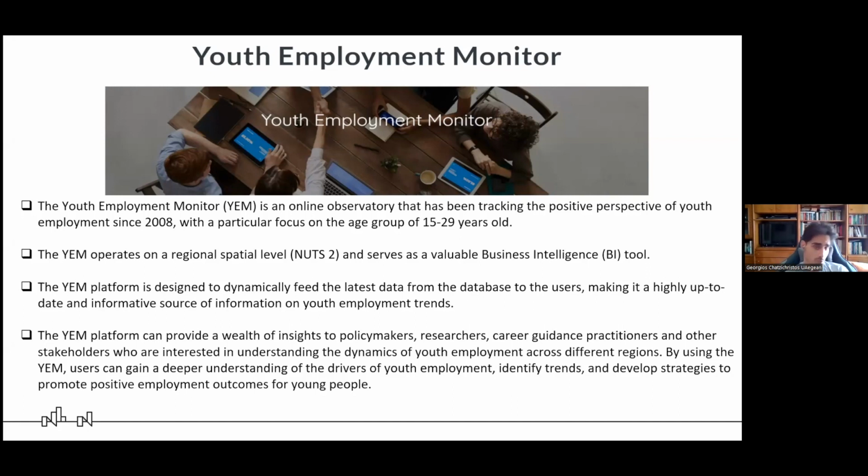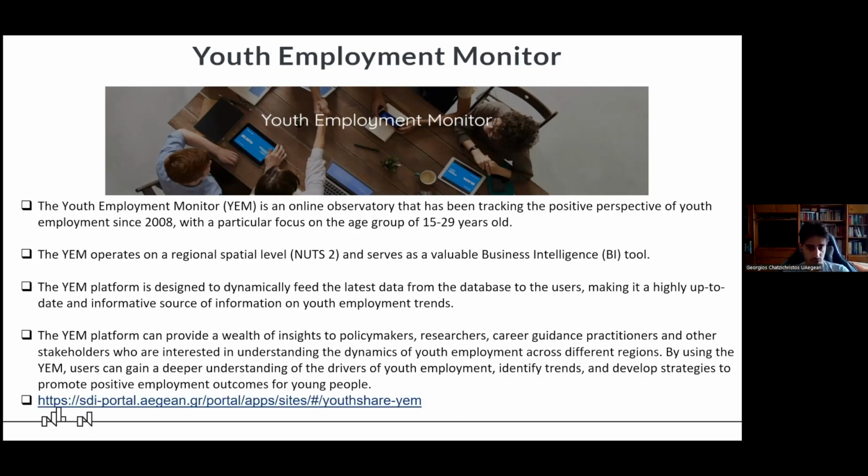Why is that important? Because it can provide a wealth of insights to all those stakeholders that are involved in youth employment programs and so on. And this is quite important for developing regionally sensitive, tailor-made policies, also for mobility issues, for let's say young unemployed people, to see what are the employment trends across Europe and so on. So all the involved stakeholders can benefit greatly from such a monitor, such an online observatory across the European Union.